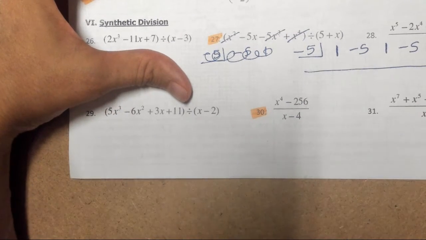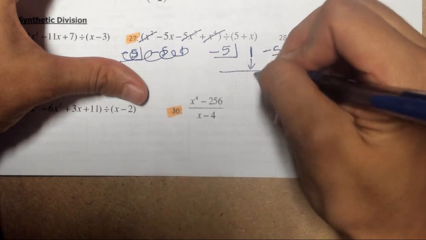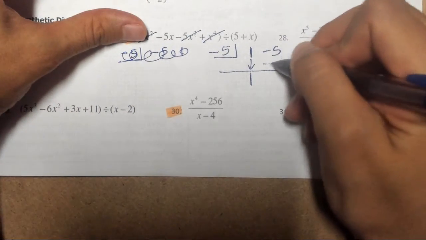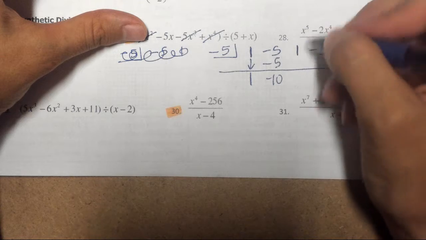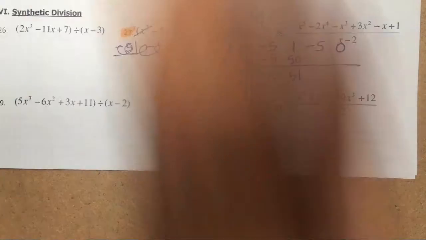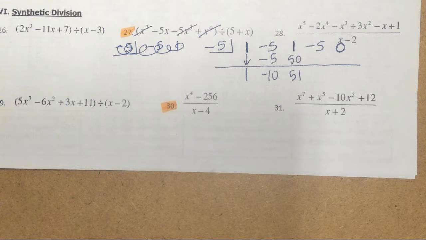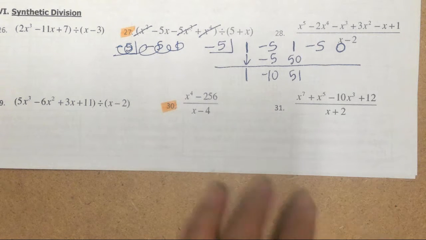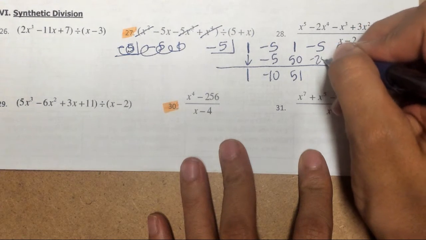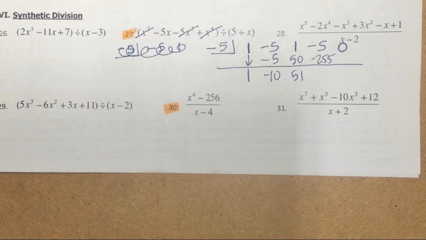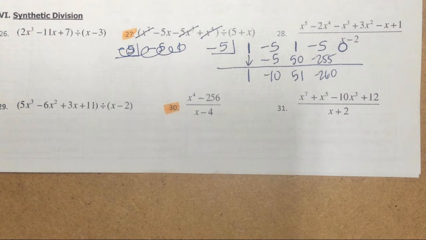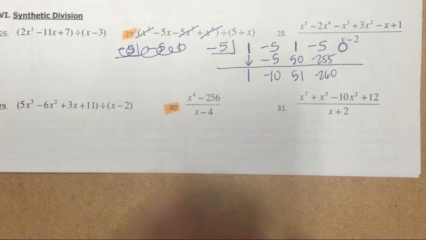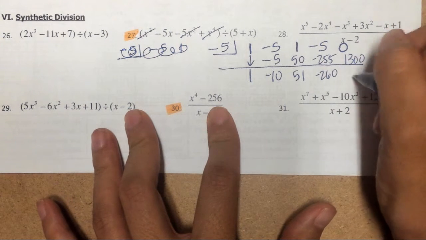Alright, so I'm going to draw my line. Bring down my first number. So -5 times 1 is -5. -5 and -5 is -10. -10 times -5 is +50, so I get 51. So then I have 51 times -5, which gives me -255. It's negative. So -255 minus 5 gives me -260. And then -260 times -5 gives me 1,300. It's a big number. So then when you add, you get 1,300.